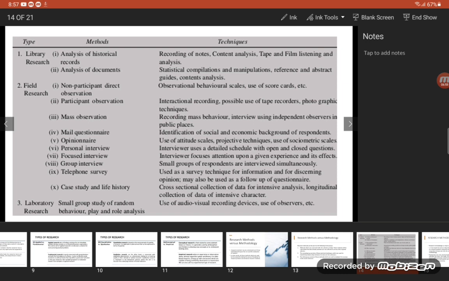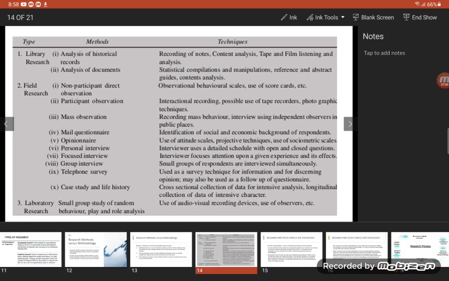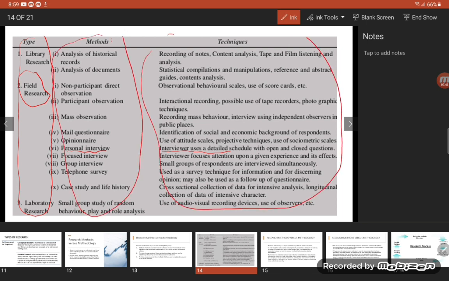So for example, if the type of research is library research, so the methods that can be used, historical records, and the techniques that will be used are recording of notes, for example. While in case of field research, for example, one of the methods that can be used is personal interview, and the technique is interviewer uses a detailed schedule with open and closed question and so on. So these are the different types of research, the methods that will be used, and the technique that will be applied.